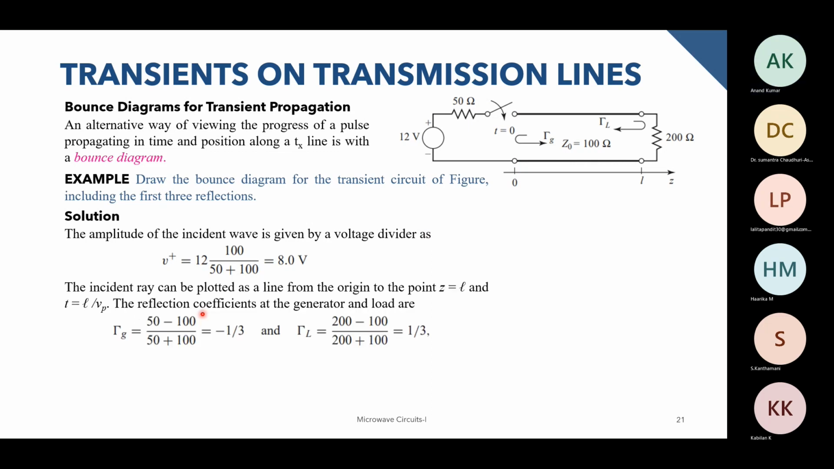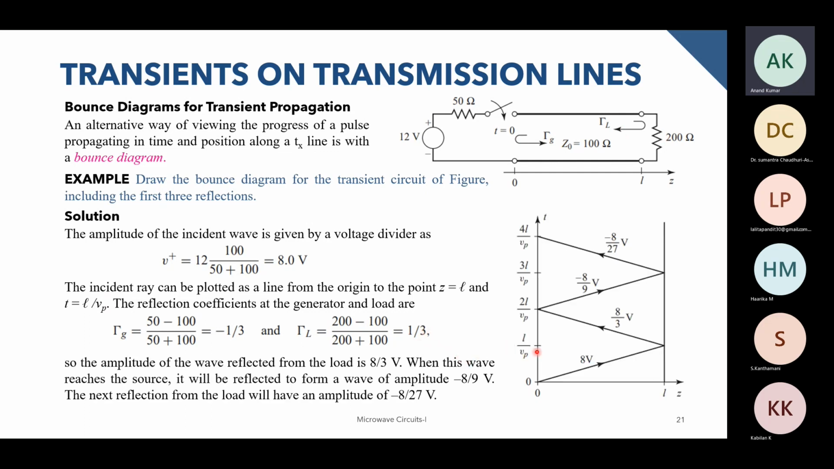Now the next thing is that the incident ray can be plotted as a line from... okay, we'll see the plot in a moment. Let's first calculate the two reflection coefficients. Gamma G can be calculated using this 50 ohm and this 100 ohm, so this turns out to be minus 1 by 3. The reflection coefficient at the load can be calculated using 100 and 200, so this turns out to be 1 by 3. Now let's see the bounce diagram again. It says that the incident ray can be plotted as a line from the origin to the point z equal to L, and t equal to L by Vp.